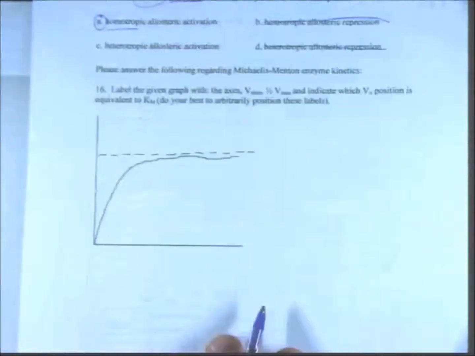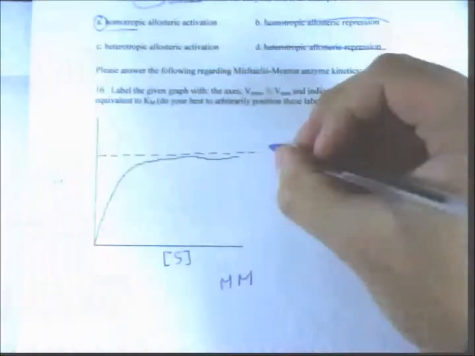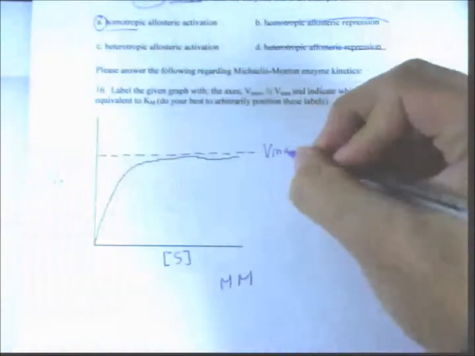All right. Label the given graph. Okay. What does this look like? Michaelis-Menten, right? It looks like a Michaelis-Menten plot. So what's the x-axis? Substrate concentration. What's the y-axis? V naught. Okay. What's this asymptote called? V max. Okay, so we got V max. Let's draw half V max.